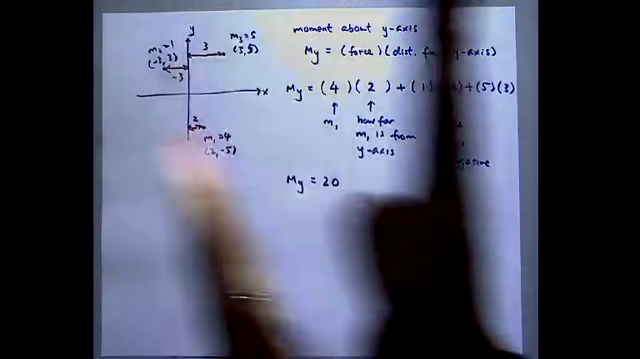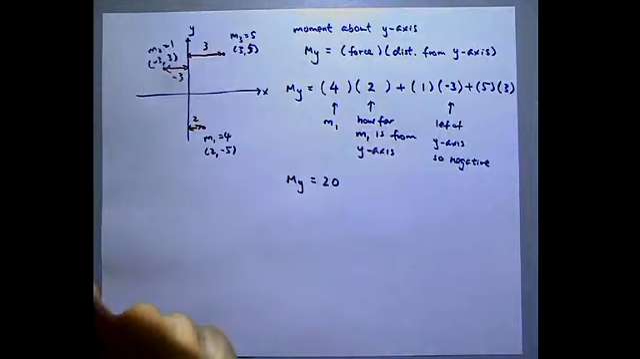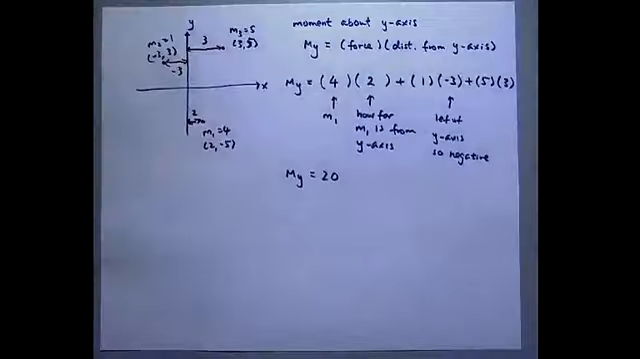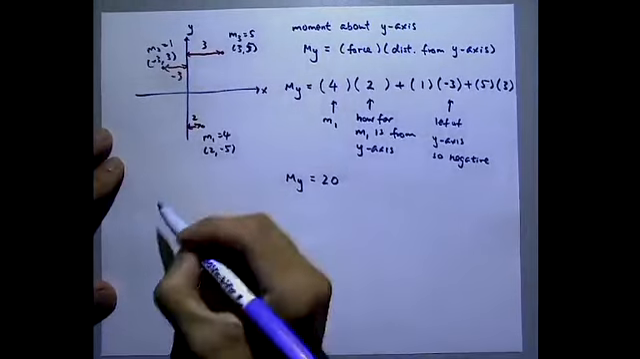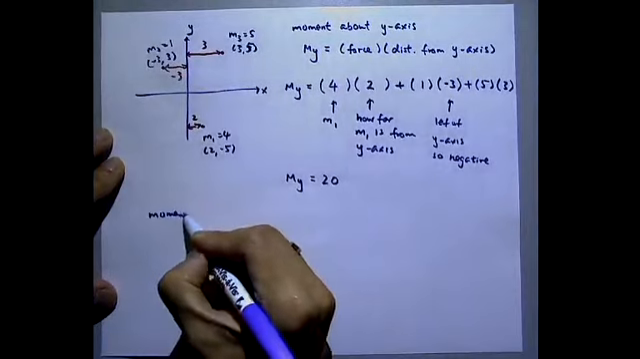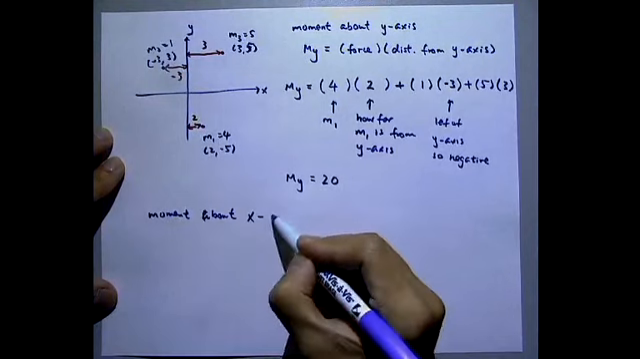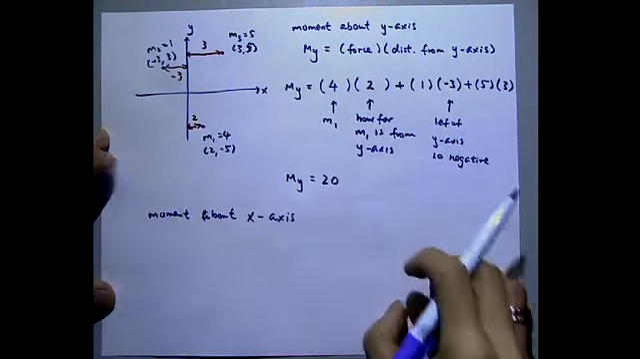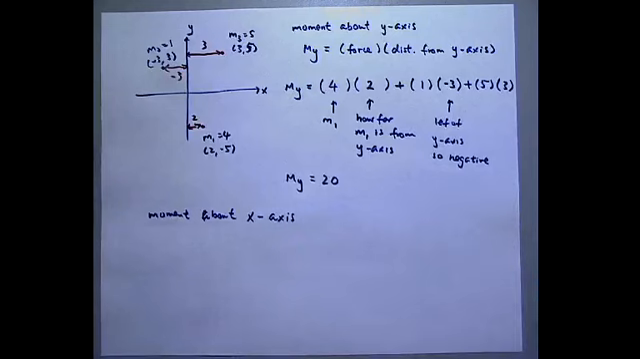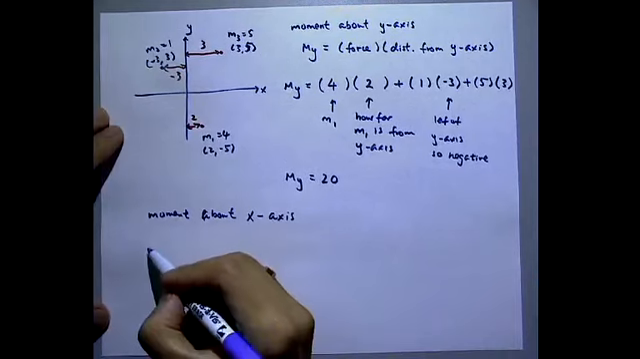This means that the moment from the right side outweighs the moment from the left side. So a positive number means if I hold this thing in my hand like that and I let it go, it's going to tilt this way, right? Because the right side weighs more. Now let's calculate the moment about the x-axis exactly the same way.